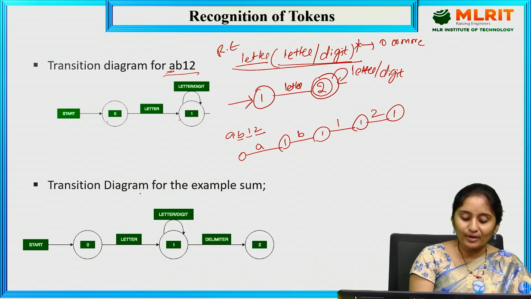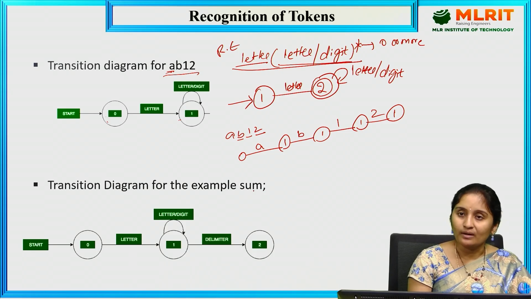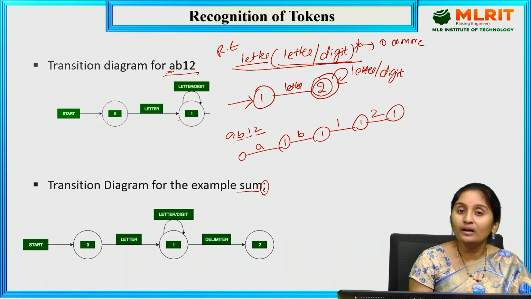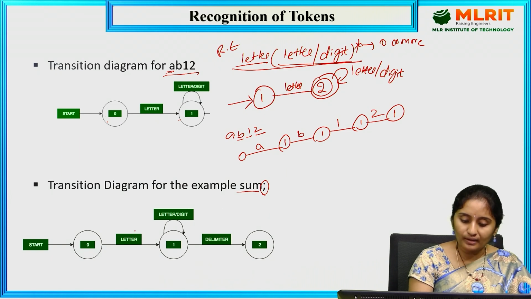Let us look at one more transition diagram for an example, sum semicolon, as in C. Here sum is my identifier, and the semicolon is the delimiter. For this extension, I am going to add the delimiter. There can be one delimiter after an identifier.